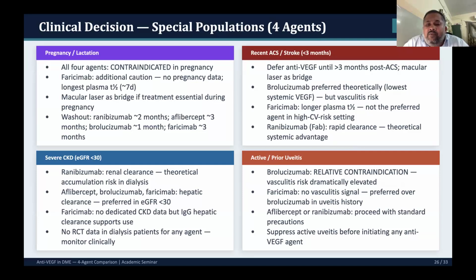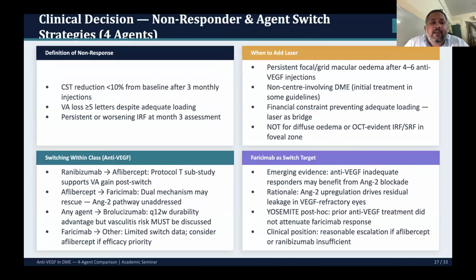Now, if we have patients with active or prior uveitis, brolucizumab is a relative contraindication. Vasculitis risk is dramatically elevated. Faricimab, no vasculitis signal so far. It's preferred over brolucizumab in uveitis. Aflibercept or ranibizumab, proceed with standard precautions, and suppress active uveitis before initiating any anti-VEGF agent.